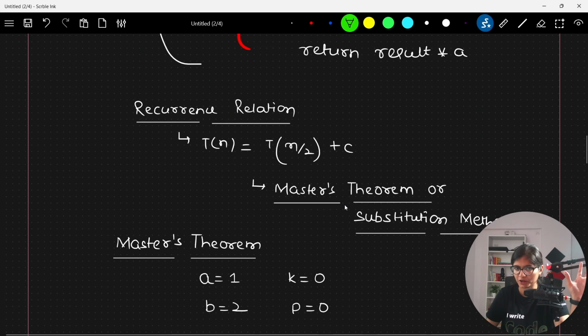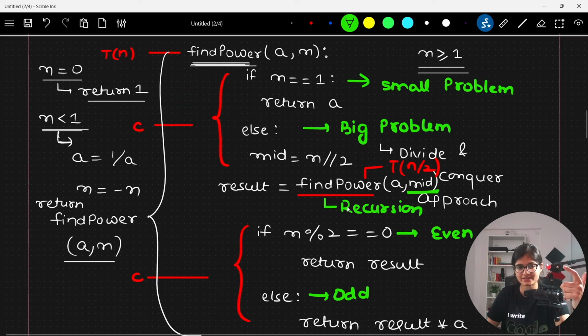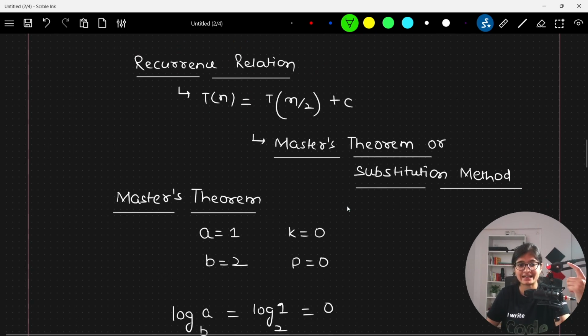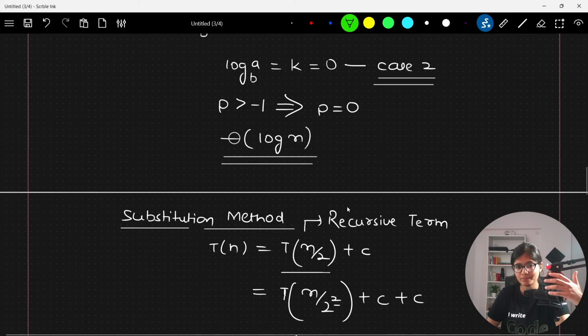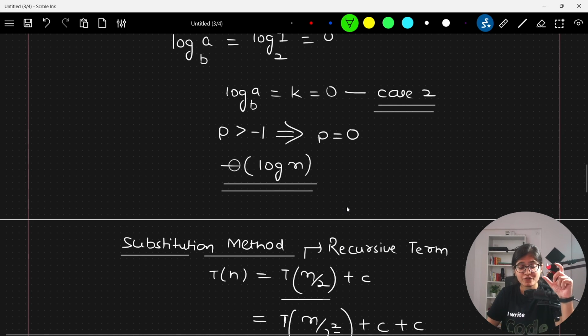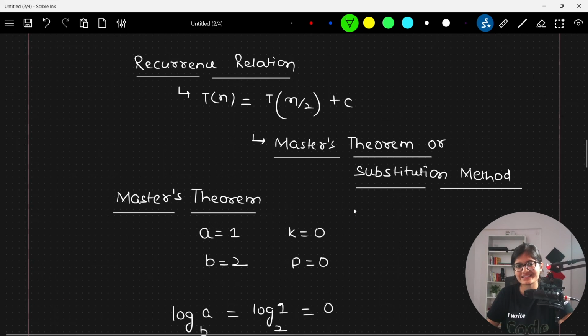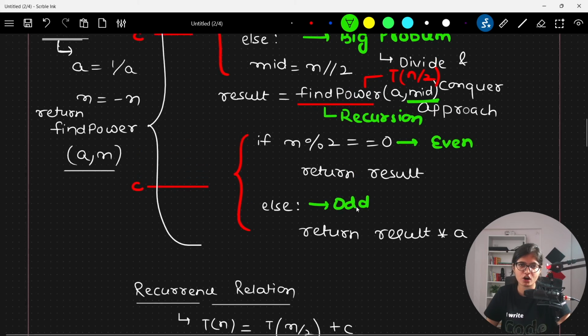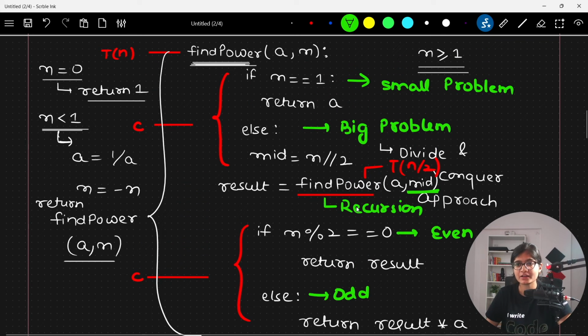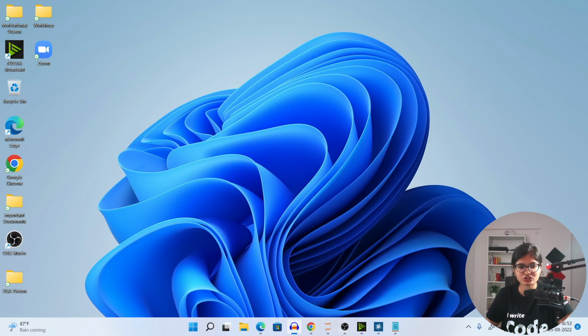After that, we have talked about the recurrence relation. I have showed you how basically this recurrence relation is created. And after that, using Master's theorem or using a substitution method, we will be able to reach a solution where we have seen that the approach that we have discussed in the above part is giving us big O of log of n time complexity, right? So let's talk about the implementation for the same.